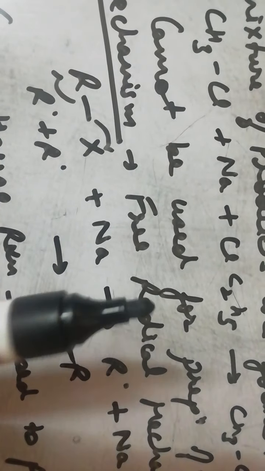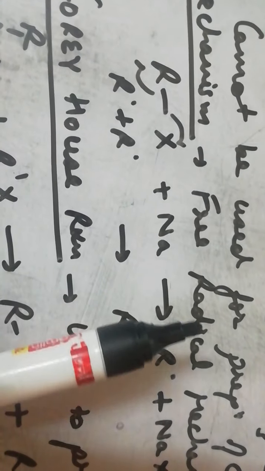Second limitation is that it cannot be used for the preparation of methane because it always increases the number of carbon atoms in the product. To start any reaction, we need at least one carbon atom, and in the product, the number of carbon atoms will be more than one. So it cannot be used for the preparation of methane.